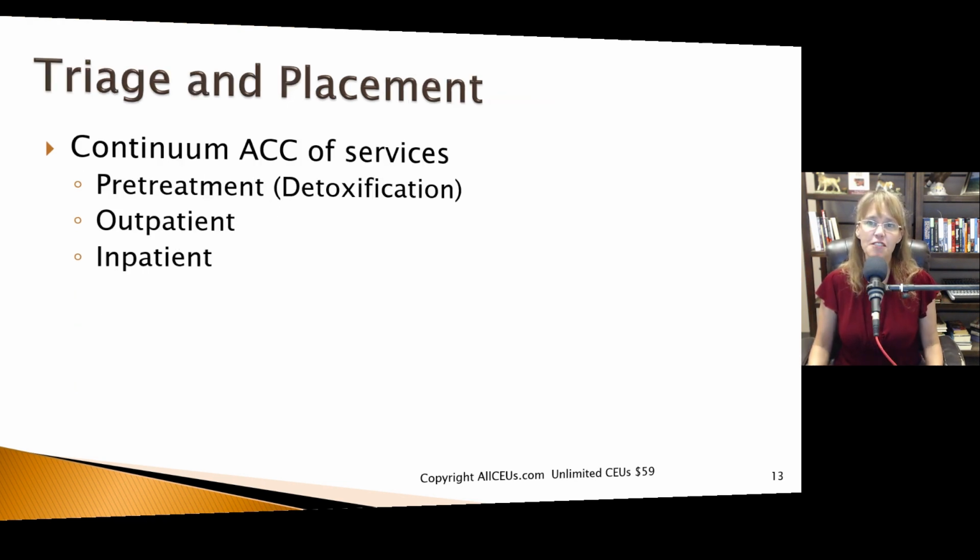The continuum of services include pre-treatment, outpatient, and inpatient. And when we're talking about this in the criminal justice system, pre-treatment is your assessment and detoxification, wherever that's done. Outpatient may be once a week seeing a therapist in the facility, and then obviously traditional outpatient when they're discharged. And then inpatient, some jails and prisons actually have special wards that are basically like level 4 inpatient residential treatment facilities.